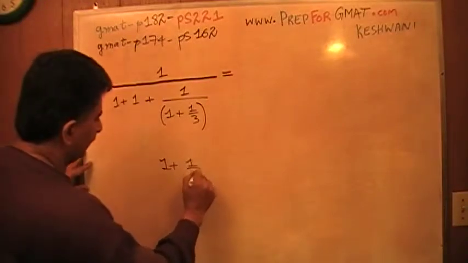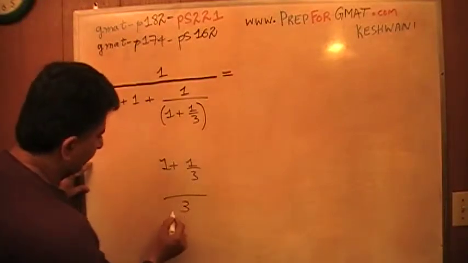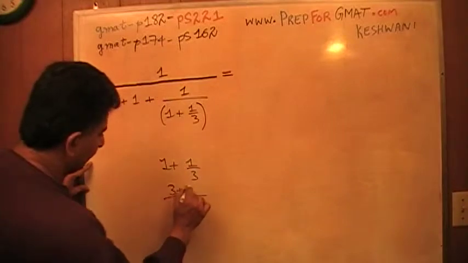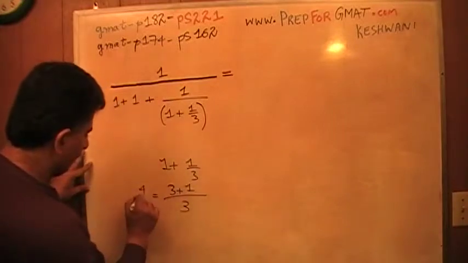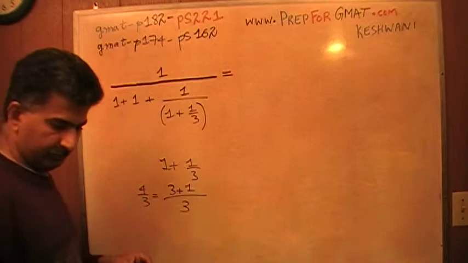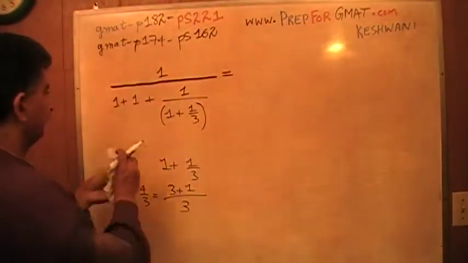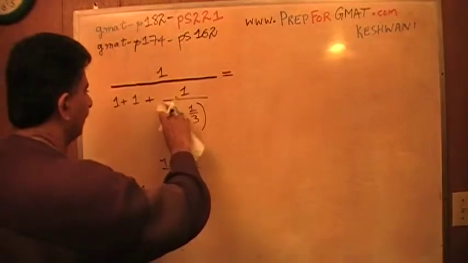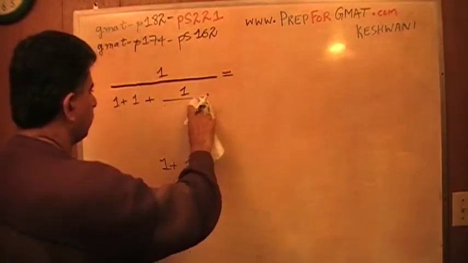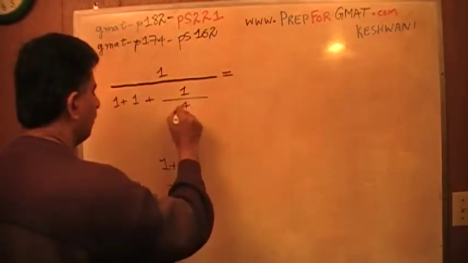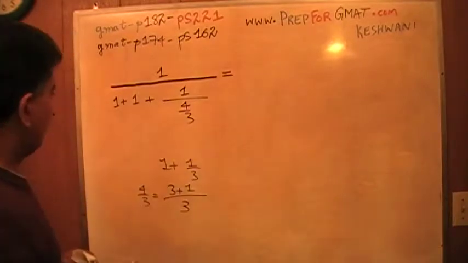1 plus 1 over 3. The common denominator is 3. So this becomes 3 plus 1, and it becomes 4 over 3. So now I'm going to simply erase that whole thing and replace it with 4 over 3. Alright, 4 over 3. Now we're going to look at this part.